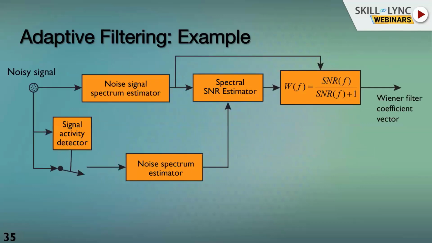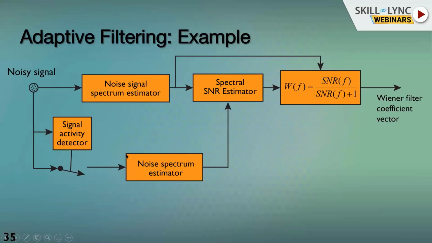So let's see a typical example of Wiener filter denoising of a signal. We have a noisy signal coming from the microphone, and there is a block which detects when somebody is speaking or when there is silence. If it's silence, then we perform the noise spectrum estimation. As I'm speaking, I'm having some small pauses, pausing for a split second and then starting again. These pauses are detected by this signal activity detector.